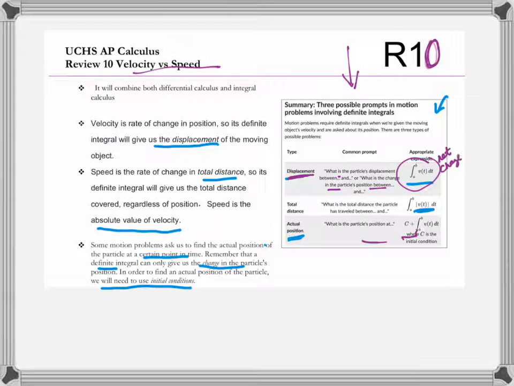Okay? If it asks for the total distance the particle has traveled, then you have to use the absolute value of the net change. And if they ask you where it is or what's the particle's position, you have to use the initial condition. So that's what, in general, this says over here. Take a look and read that. And then let's do these examples real quick.